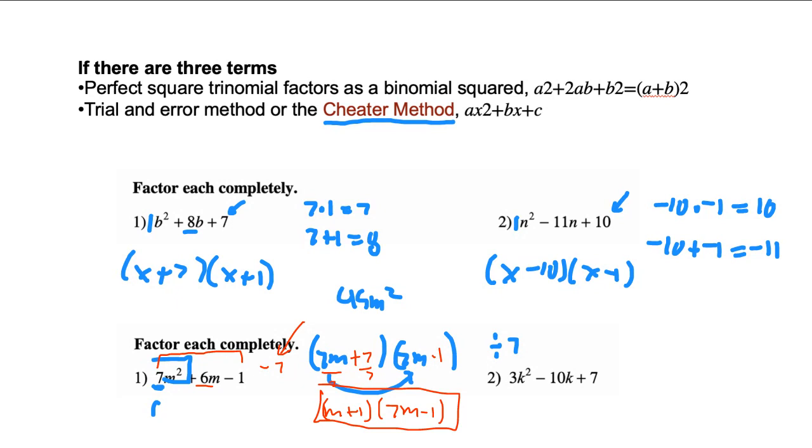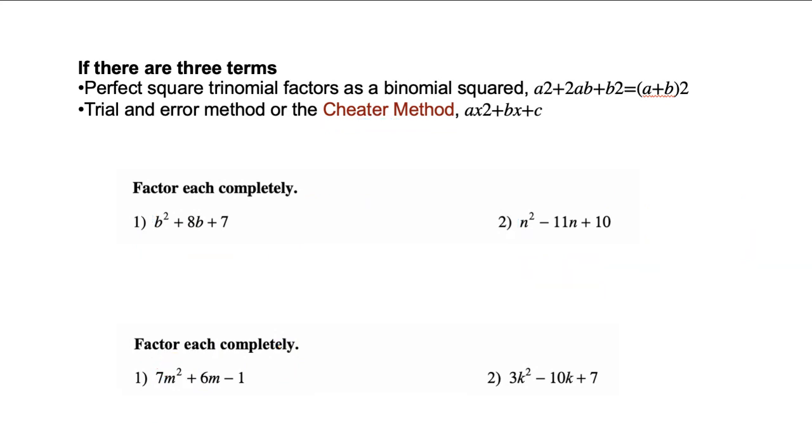Yep, order does matter. So let's try one more using the cheater method. Okay. So here I've got 3k. First thing I'm going to do is set up my parentheses. So I'm going to put a 3k here and a 3k here. So I'm cheating with 3. So I'm going to divide a 3 out at the very end.